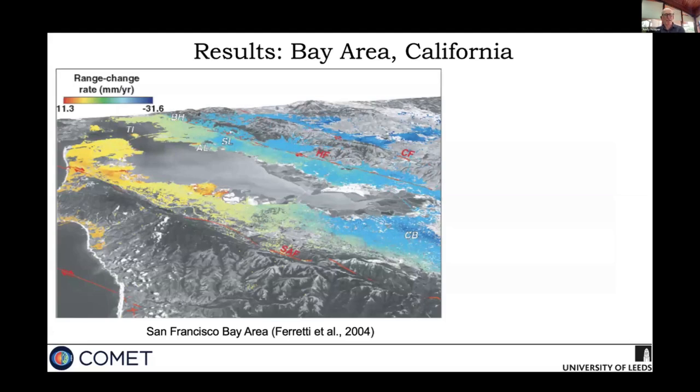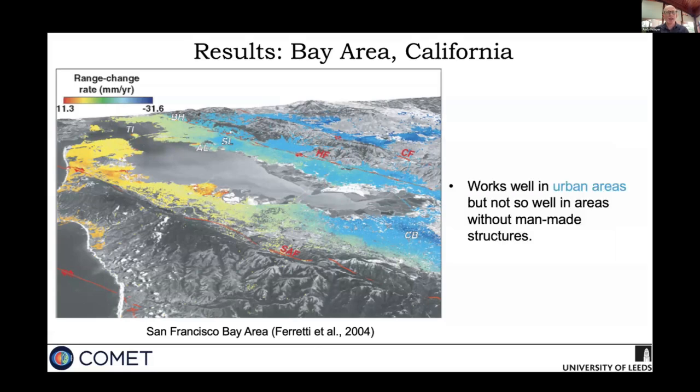And you get to a result like this. Here I'm just showing the average velocity, but actually you have a time series for every pixel as well. Okay, so it's a nice image. There's lots of deformation here because it's in the San Francisco Bay and there are faults running through. But nevertheless, you can see that we're not getting pixels everywhere. So PS works really well in man-made or in urban areas where there are man-made structures, which make good PS, but not so well in rural areas.